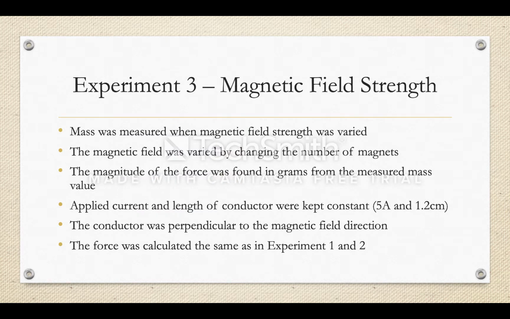Experiment 3 is about how mass is measured when the magnetic field strength is varied. This variation is made when there is a change in the number of magnets. The current and length of the conductor are the only ones that are kept the same. Like the previous experiments, the measured mass will help us calculate the force and the conductor is kept perpendicular to the magnetic field direction.